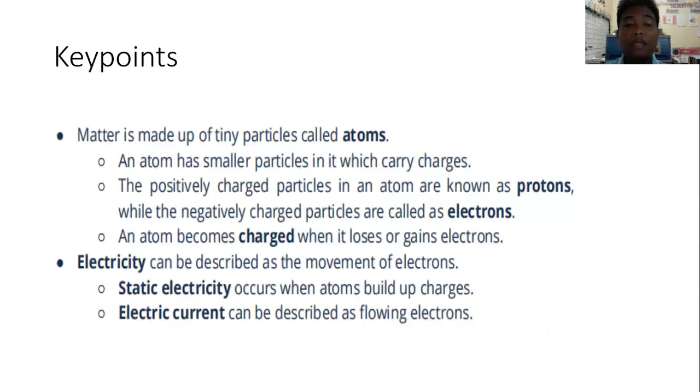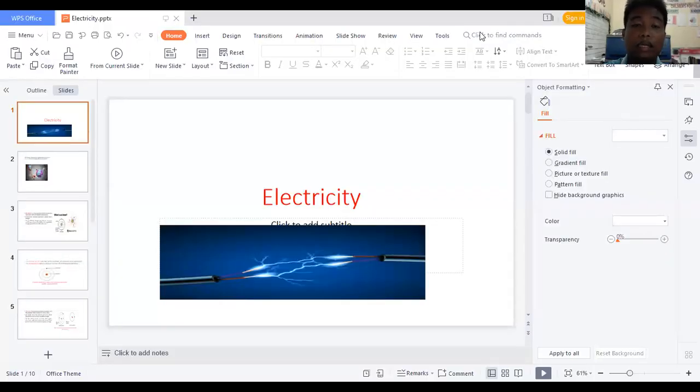So key points. Matter is made up of particles called atoms. An atom has smaller particles in it which carry charges. The positively charged particles in an atom are known as protons, while the negatively charged particles are called electrons. An atom becomes charged when it loses or gains electrons. Electricity can be described as the movement of electrons. Static electricity occurs when atoms build up charges. Electric current can be described as flowing electrons. So that's what we call electricity, the description of electricity.